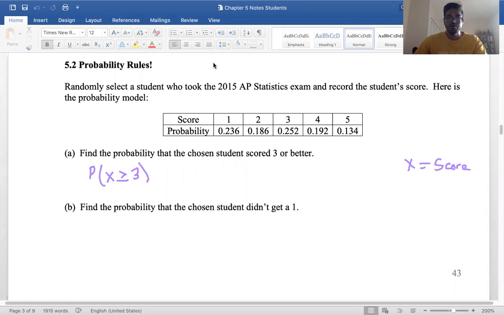All we're doing is adding up these 3 probabilities. So you just write that out: equals 0.252 plus 0.192 plus 0.134, and that gives you some number.